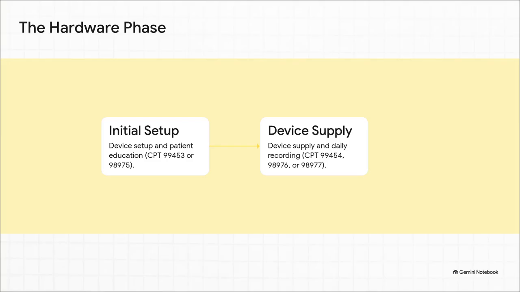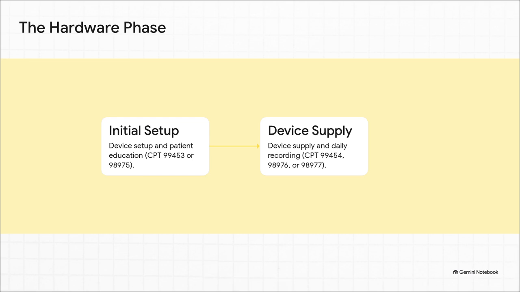Now that we know exactly what kind of data we're dealing with, let's look at getting the patient properly equipped and educated. Think of this as a two-step linear progression for billing the technology itself. Step 1 is the initial device setup and patient education. If you're doing RPM, you're going to bill CPT 99453. If you're doing RTM, you bill 98975. This covers the time your team spends showing the patient how to turn the device on, how to wear it properly, and how to make sure their data is actually transmitting.